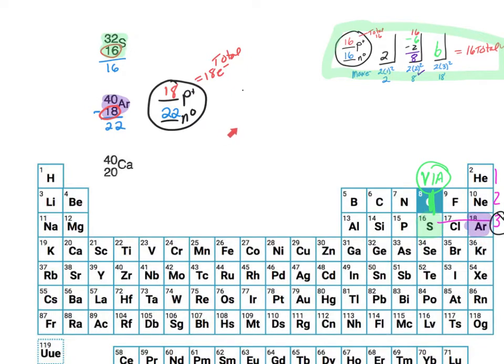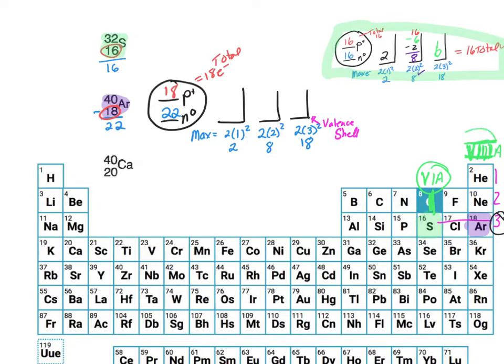Let's draw those in. It is a group 8A, that means we put 8 electrons in the last shell. We're going to go ahead and put 2 in the bottom shell. We're going to calculate how many go into the second shell.